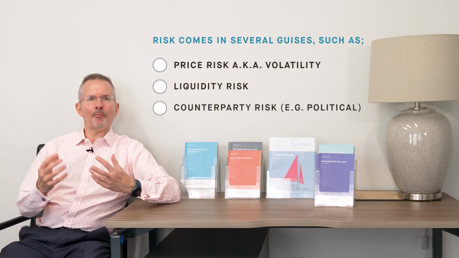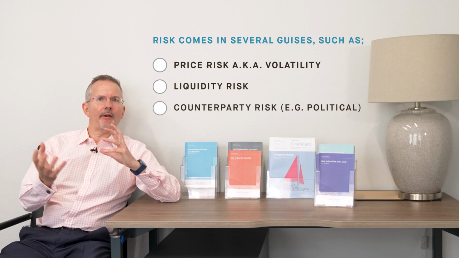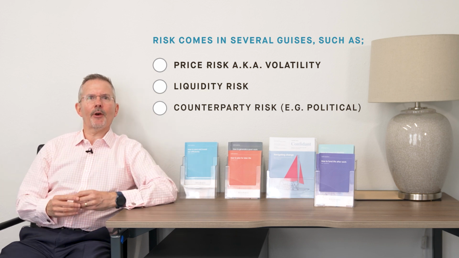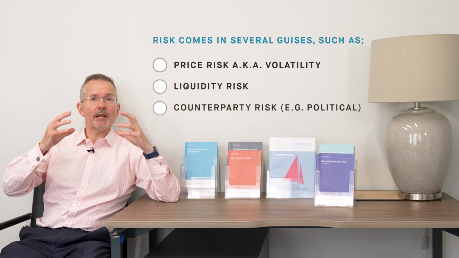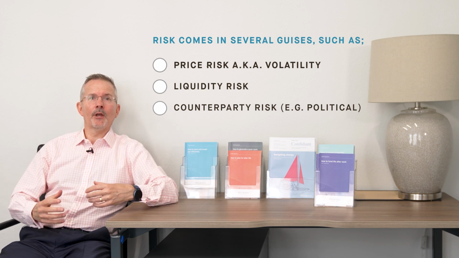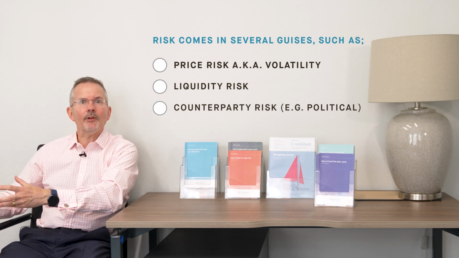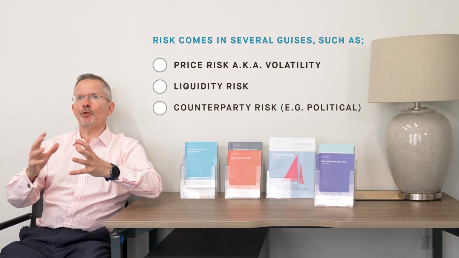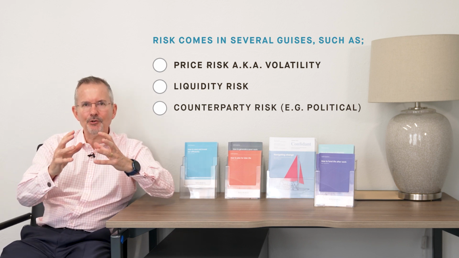And then the third one is counterparty risk. I'm thinking here of political risk. It comes in various guises. Geographic risk, some people call it. But that's the risk that a counterparty goes bust, or in an extreme case takes over your assets, and makes it difficult to remove currency from a particular country, all those kinds of things.